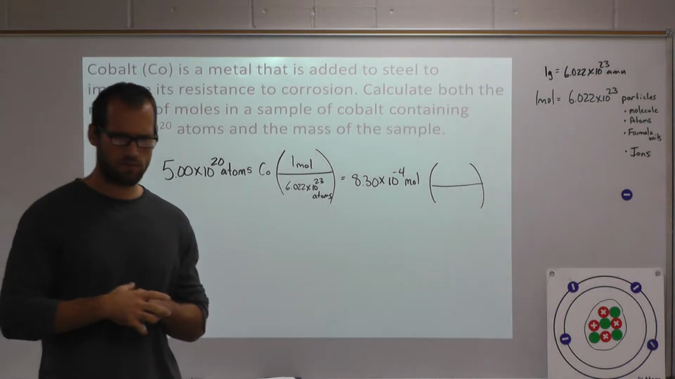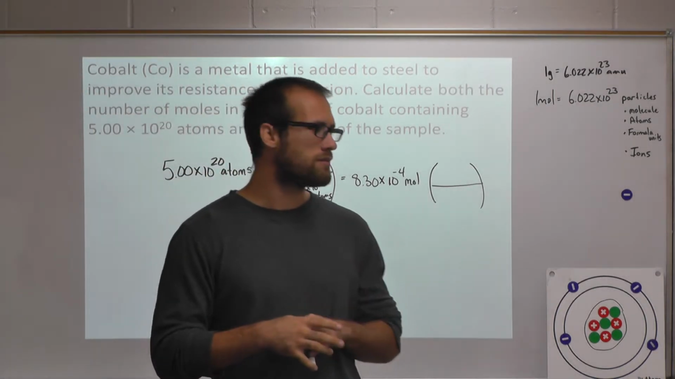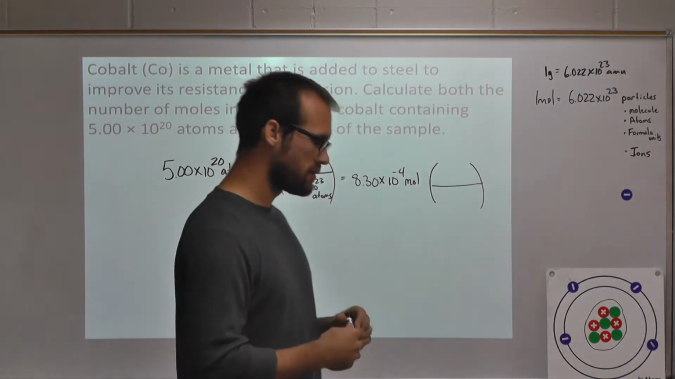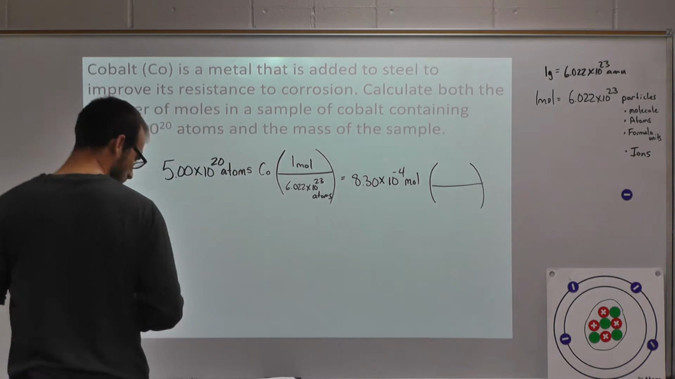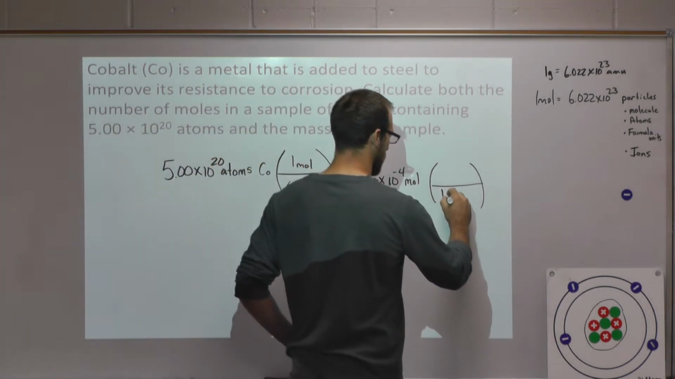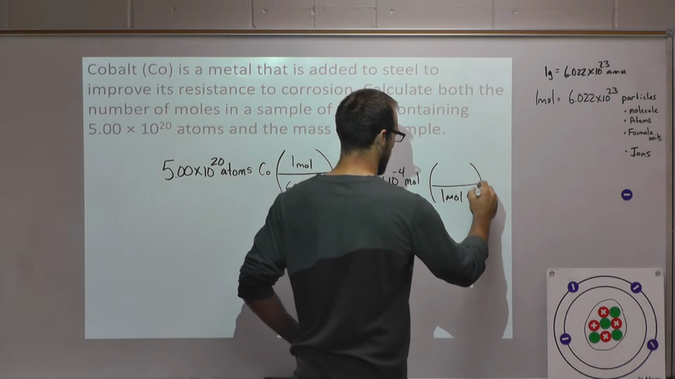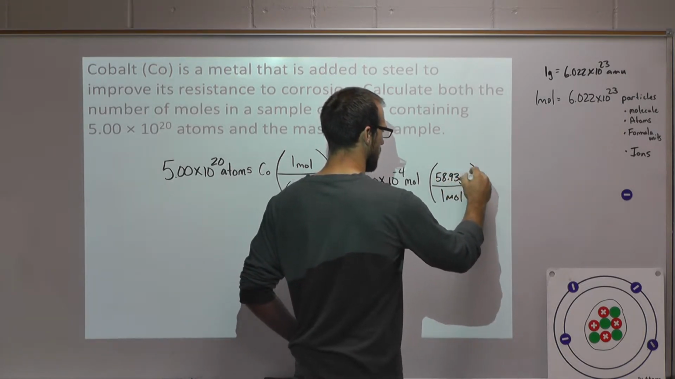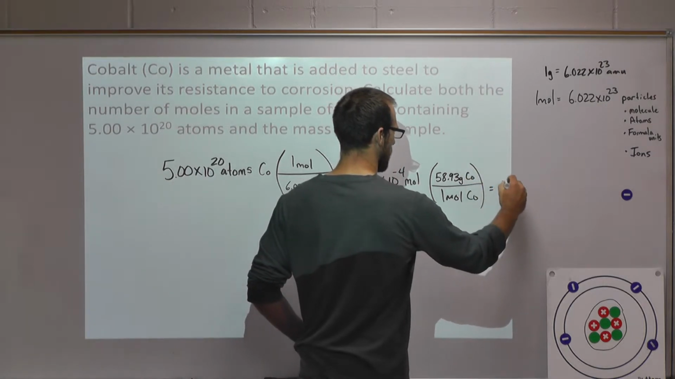But it's the same number, just a different unit. You get 0.049 or 4.9. When you do that, what is the molar mass of 1 mole of cobalt? That I do not know off the top of my head. 58.93. You get 4.9 times 10 to the negative 6.